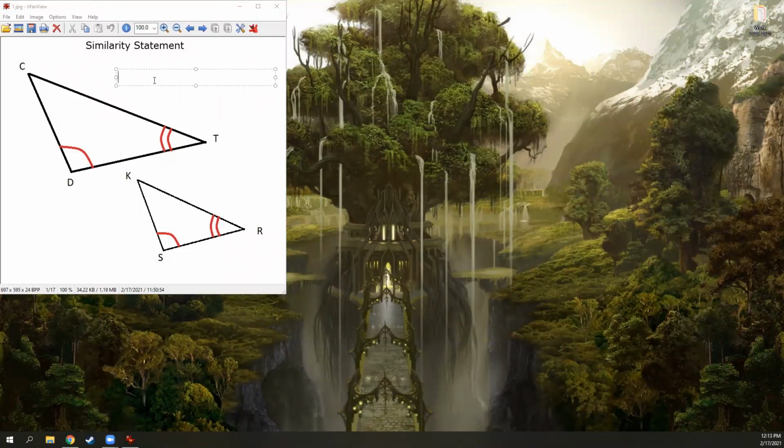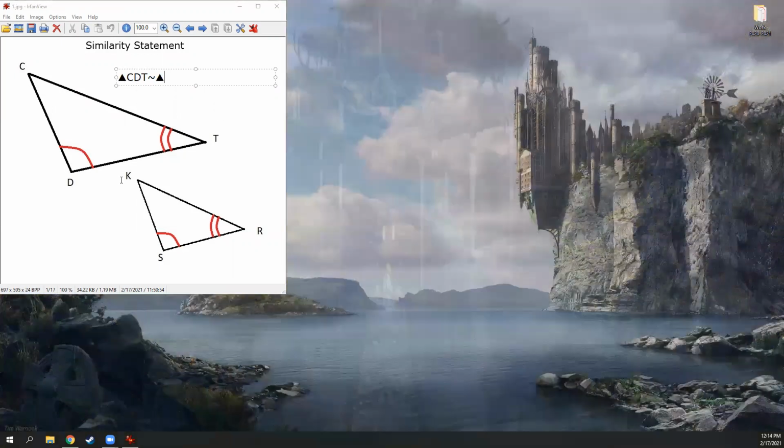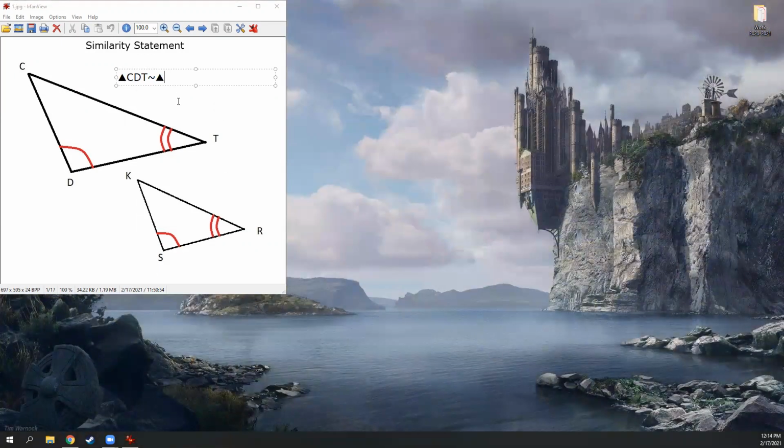So triangle, 0 markings is C, 1 marking is D, and then T. So C, D, T, 0, 1, 2, is similar to triangle. Go down here and do the exact same thing: 0, 1, 2, K, S, R. And that's it. That's a similarity statement.